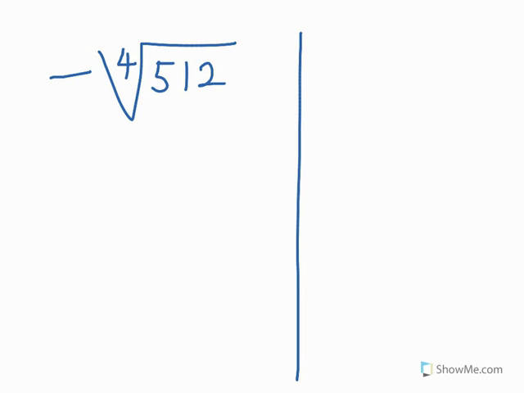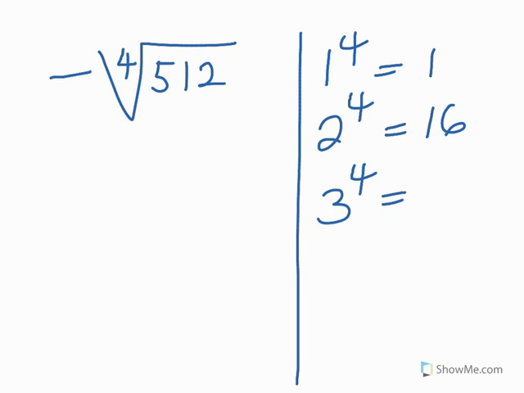What if we have a negative fourth root of 512? So we look at perfect fourths in this case. 1 to the fourth is 1, which we will not use anyway. 2 to the fourth is what? 16, right? 3 to the fourth is what? 3 times 3, 9 times 3, 27 times 3 is 81.